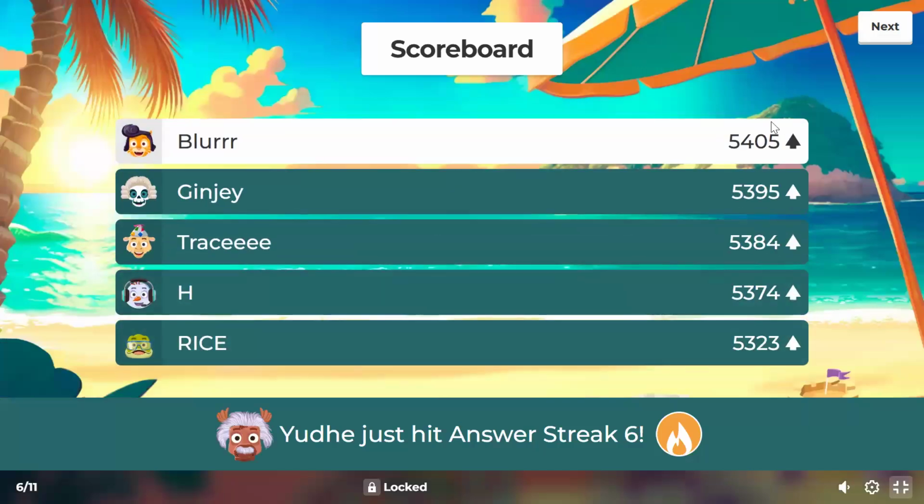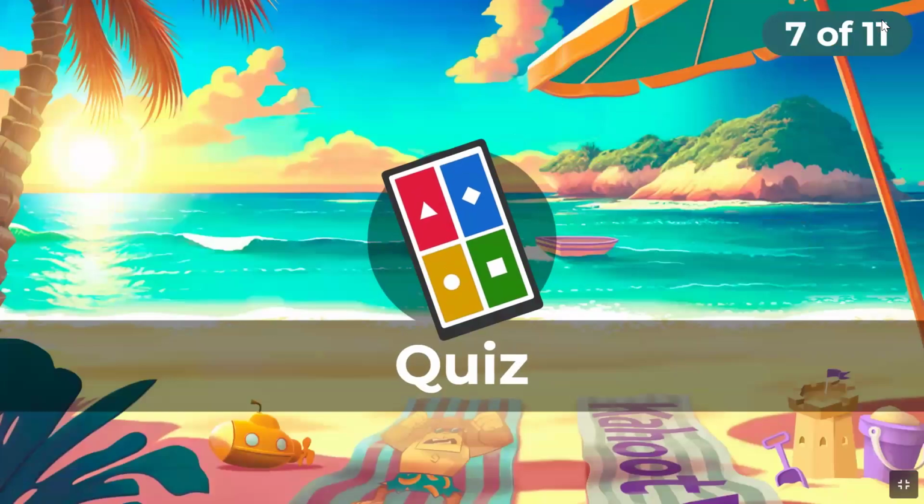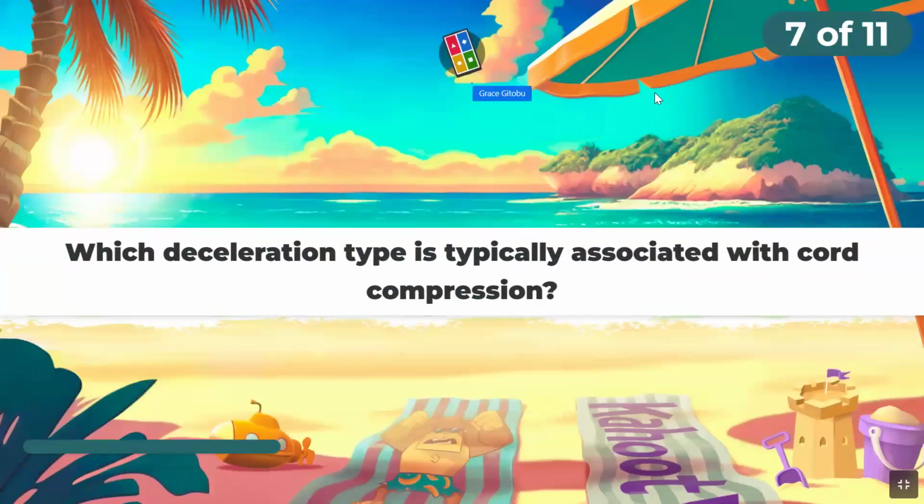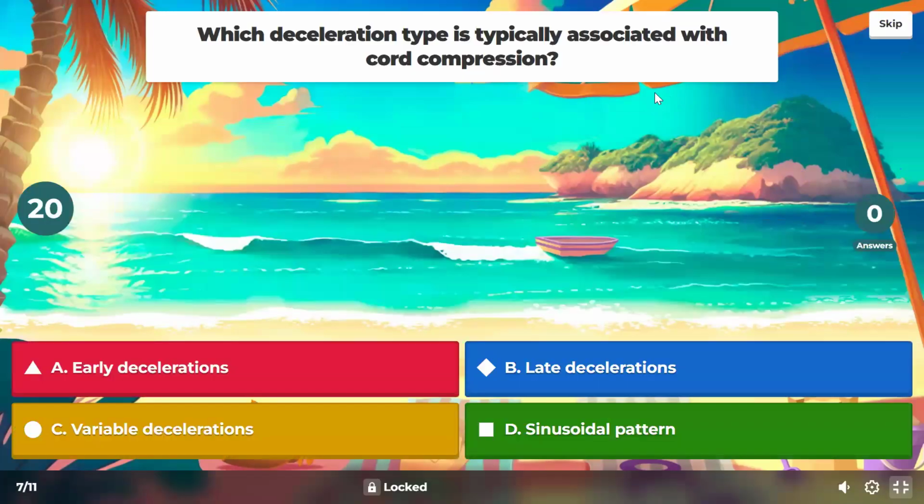So there's a change in the leaderboard. Blah is now top, followed by Gingy, then Tracy. It's a bit competitive. Let's see how it goes. 7 out of 11. Let's keep the answers coming in.